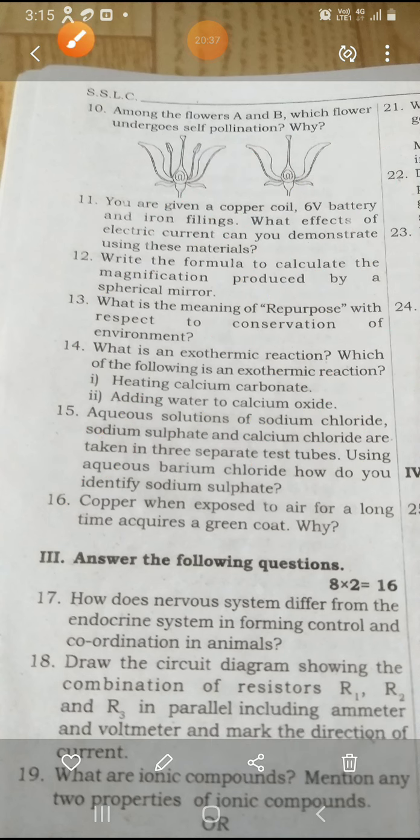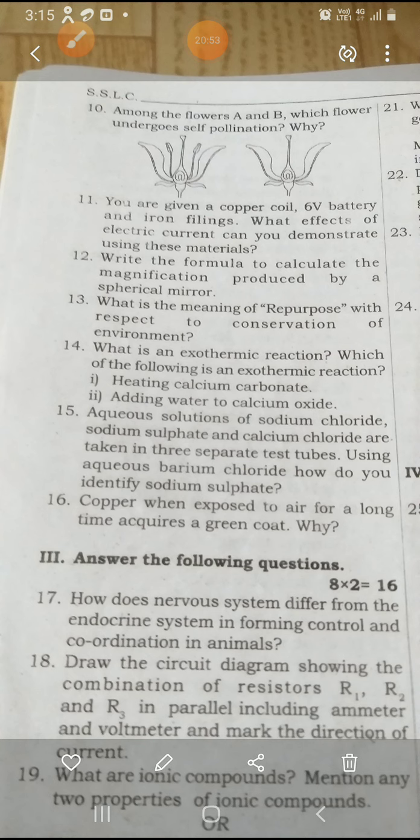So next question, 19th question. What are ionic compounds? Mention any two properties of ionic compounds. So what are ionic compounds? This also we have discussed. This is also a regular type of question.